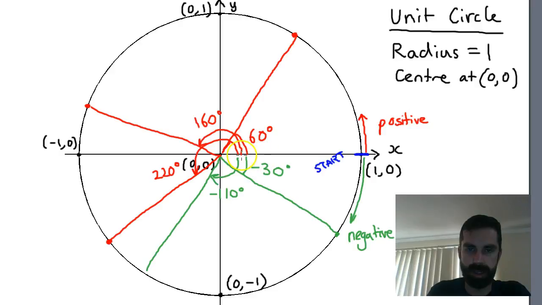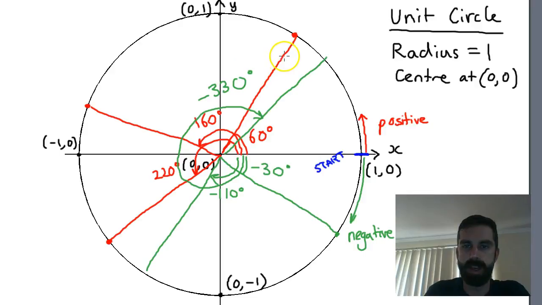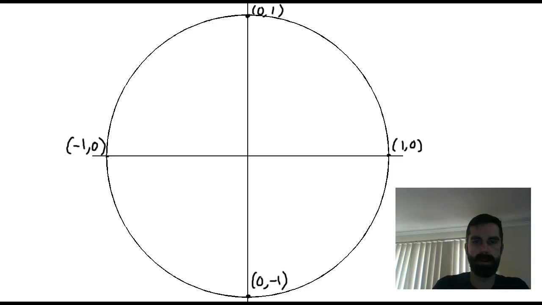If I'd moved around and around and around, and my diagram's going to get a little bit crazy now, around and around and around to here, say, I've gone in a negative direction all the way around. This could be negative 330 degrees, for example. Okay, so that's how we measure angles on the unit circle.